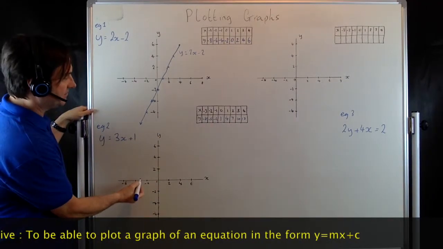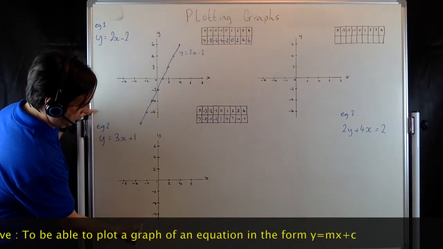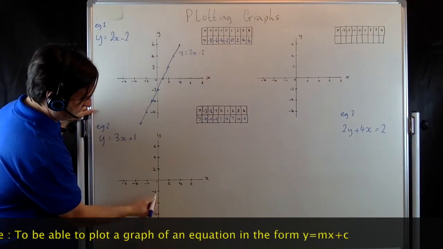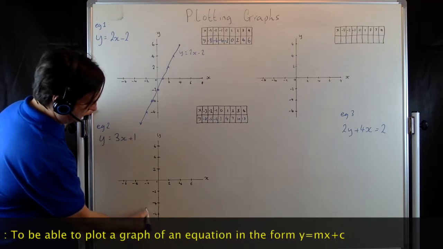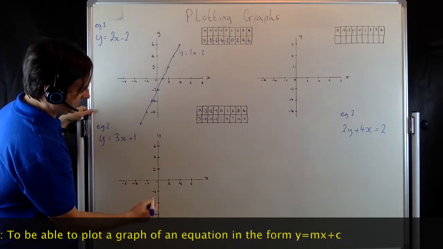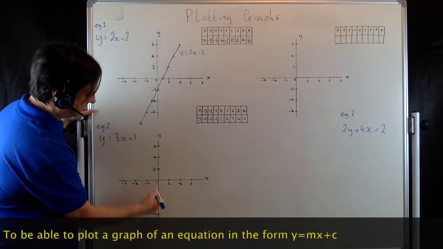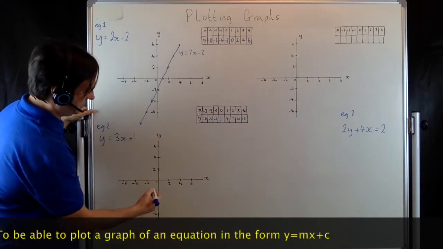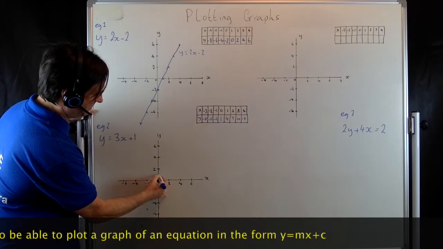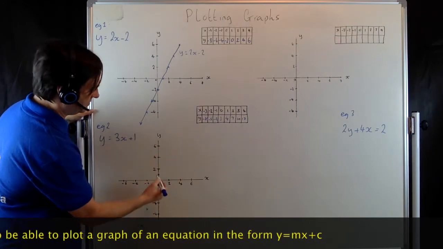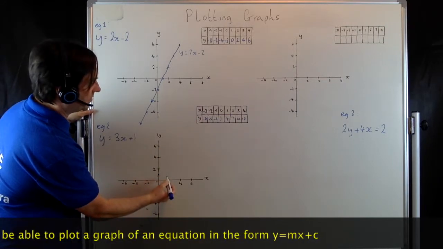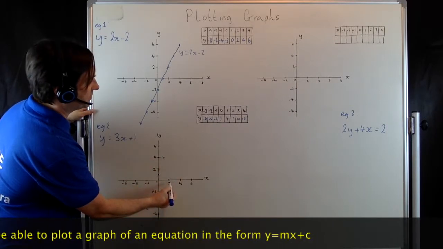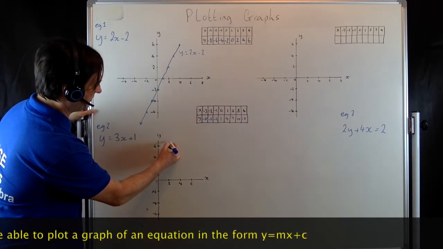When x is -3, y is -8, it's down here. When x is -2, y is -5. When x is -1, y is -2. When x is 0, y is 1. When x is 1, y is 4. When x is 2, y is 7.